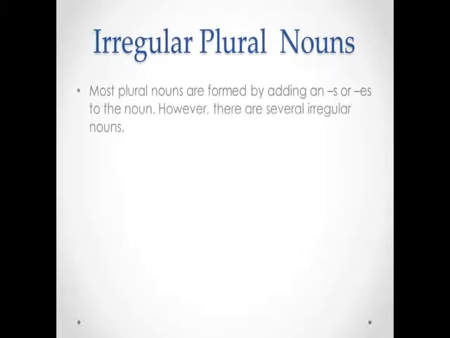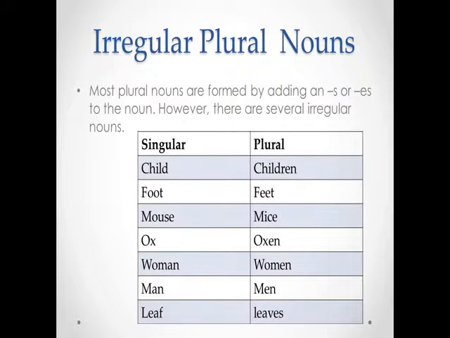Irregular plural nouns. Most plural nouns are formed by adding the S or the ES. However, there are several irregular nouns, and you can see here that the singular for child, CHILD, has to be changed to children to make it plural. So instead of adding an S to the end of child, child's, that doesn't work. We change the entire spelling.